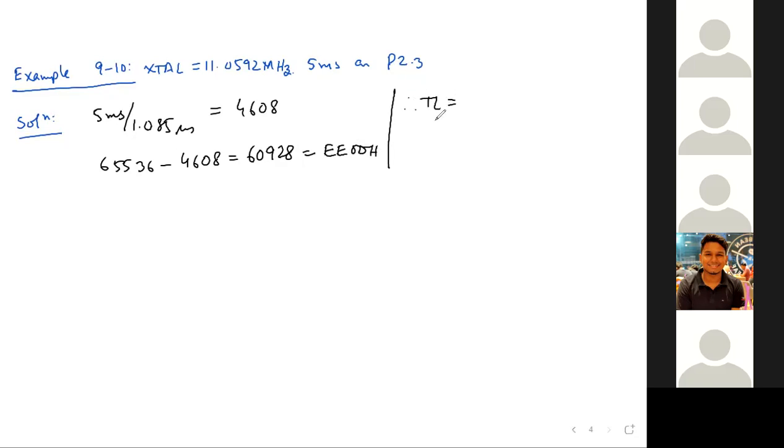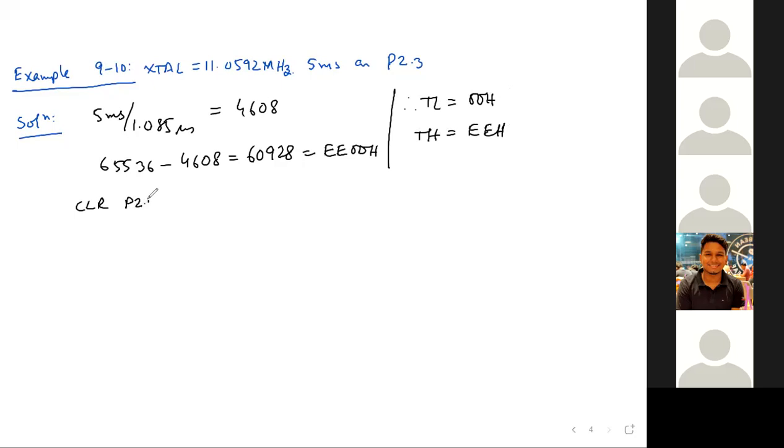So what will be there in TL and what will be there in TH? TH is EE and TL is 00. So see here, if we know the value which is to be loaded in TL and TH, the rest of the code is very simple. Let me just write the code which is also given in your book.